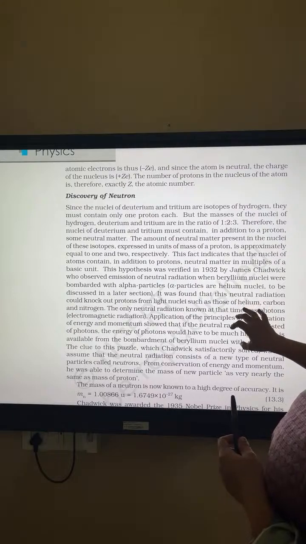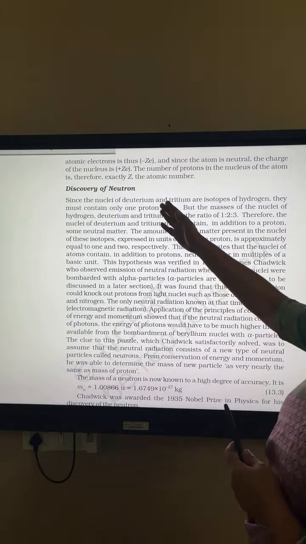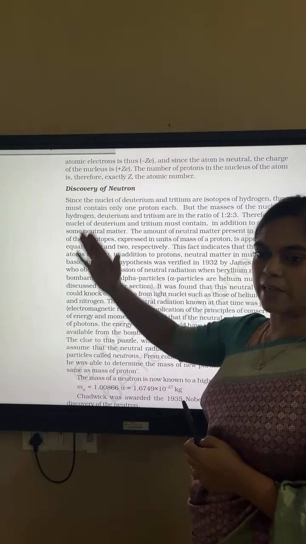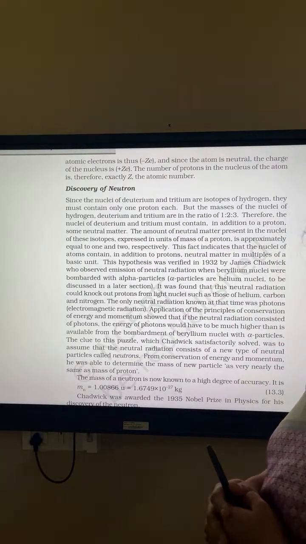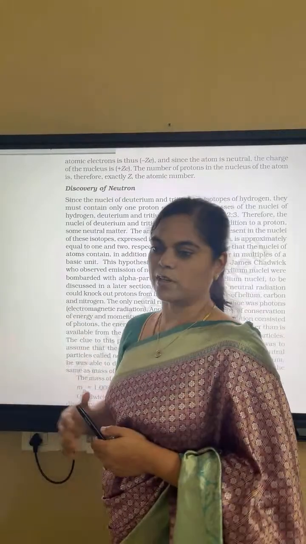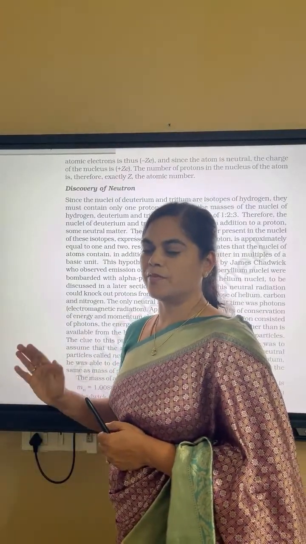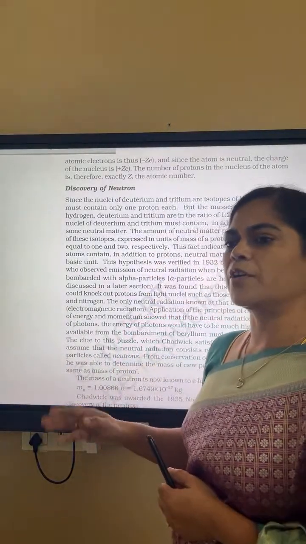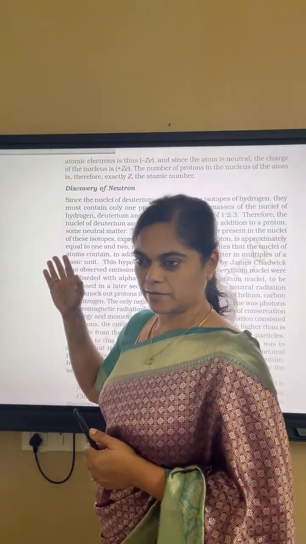Clear? We know all these things, right? These are all the charges, nuclear charges we can take. Z is the atomic number. Usually we call that atomic number Z as a number of protons. We are not considering number of electrons, we are considering number of protons. If you consider electron, it will be negative.